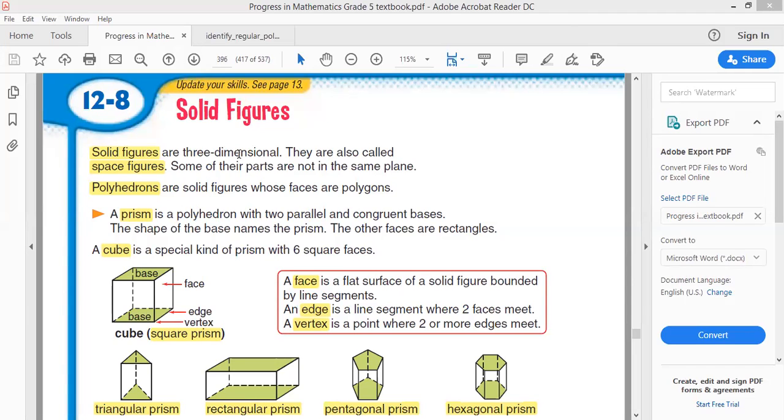Three-dimensional means 3D. This is a shortcut; 3D is a shortcut for three-dimensional. They are also called space figures. Some of their parts are not in the same plane.